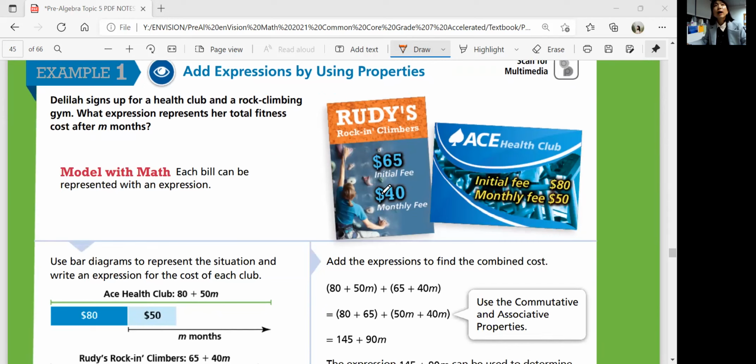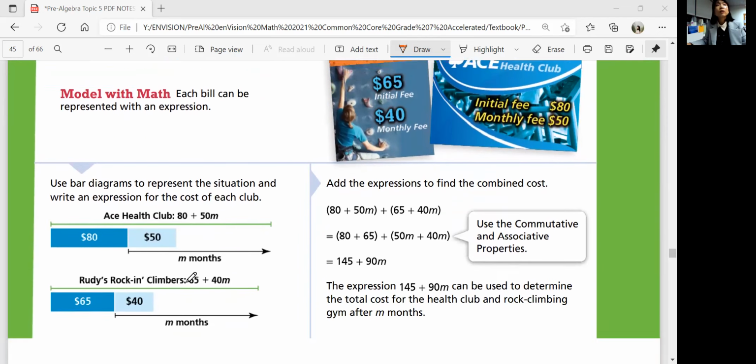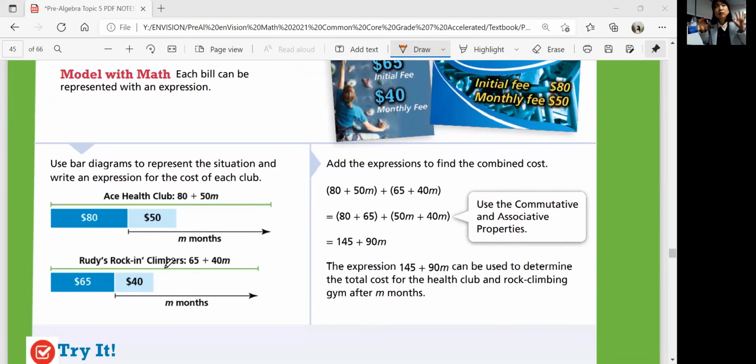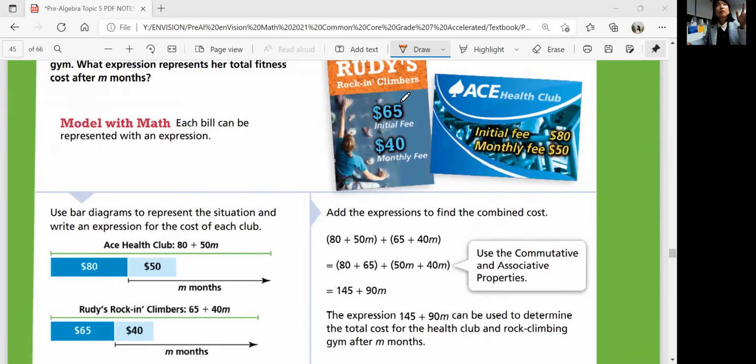You can write two different expressions and combine them to find the total payment she's paying for both of them. You can use two bar diagrams as well to visualize it. The $80 and $65 initial fees don't change. You pay $80 and $65 whenever you start. And then every month you pay $50 and $40, so that could be multiplied by n months.